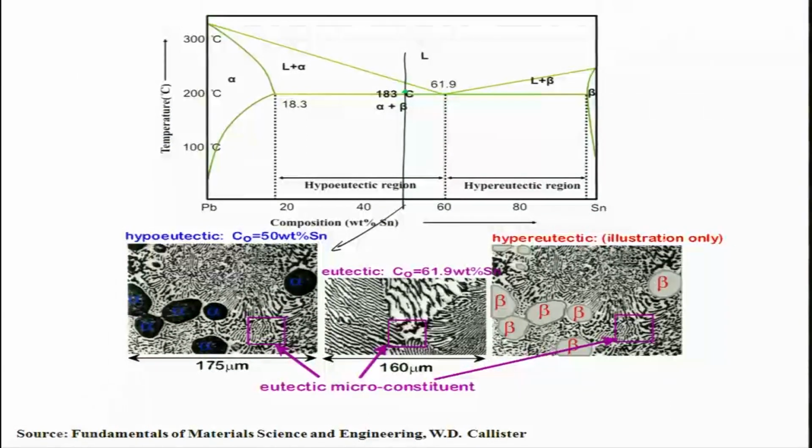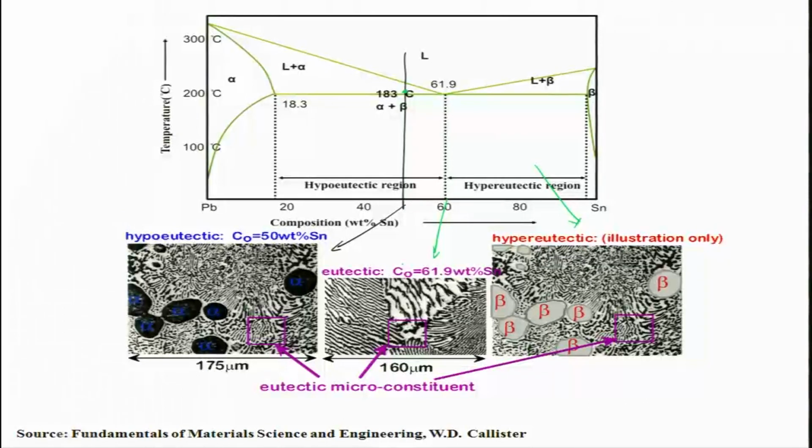Similarly, if you look at the hyper-eutectic region, you have pro-eutectic beta along with the eutectic phase. So this is the eutectic phase. Again, you can see that the size of the beta phase is larger as compared to the eutectic phases. So hypo and hyper-eutectic microstructures are fairly similar, except that the pro-eutectic phase is alpha in one case and beta in the other.